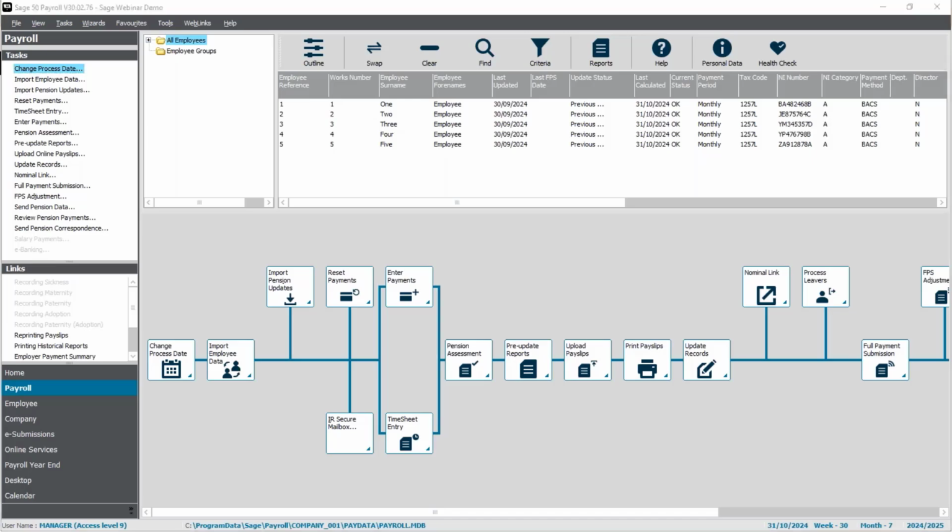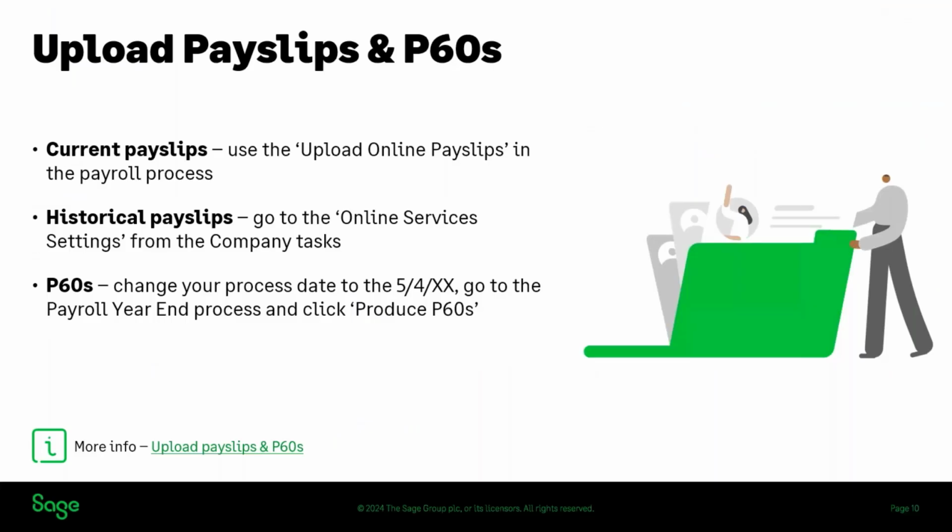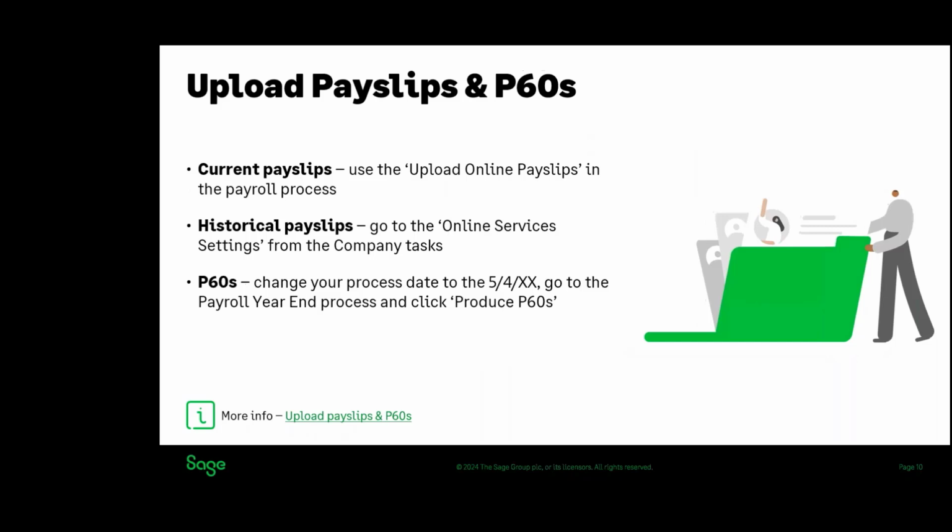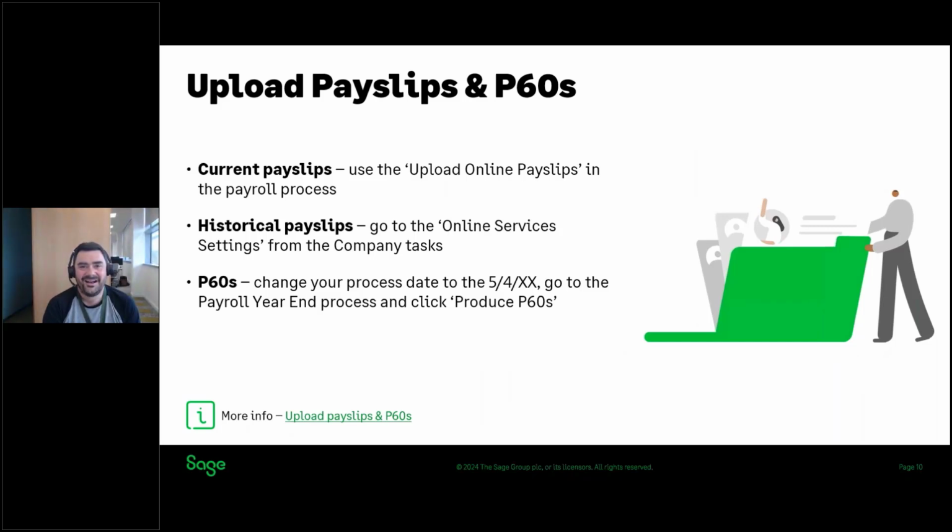And let's just give you a quick recap on what we've seen just there. So I started by uploading some current payslips, just using the upload online payslips task in the payroll process. So just a few clicks, you can check the gross and net pay values, and you can choose to schedule those payslips on a date in the future.